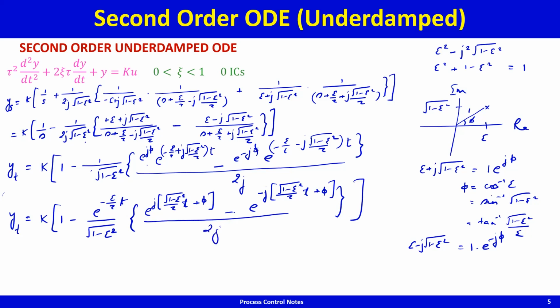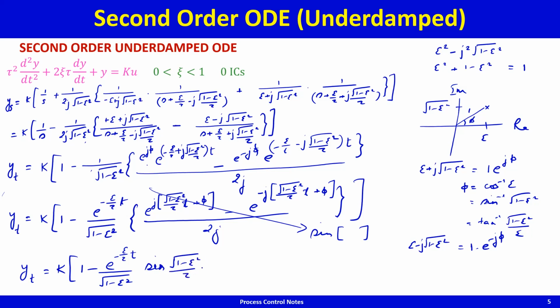And you can see that from the Euler identities, this is nothing but sine of the thing that occurs in the square brackets. So therefore eventually what you get is that y of t is equal to k times 1 minus e to the power minus chi by tau t divided by square root of 1 minus chi square times sine of square root of 1 minus chi square by tau times t plus phi. So this is my analytical solution for the time evolution of y, and phi of course is given by this guy.